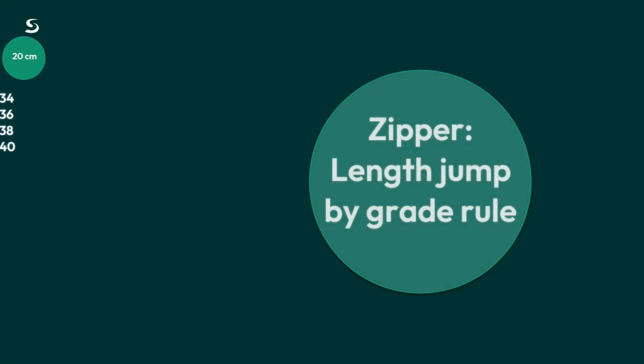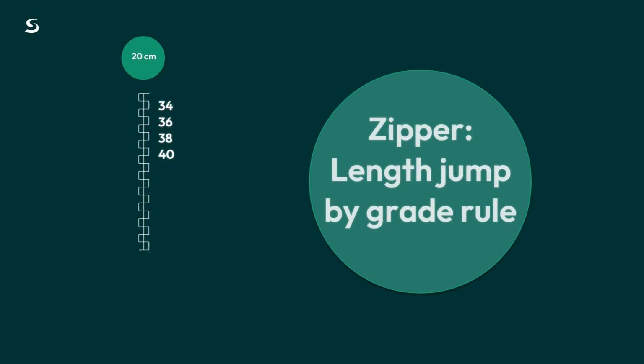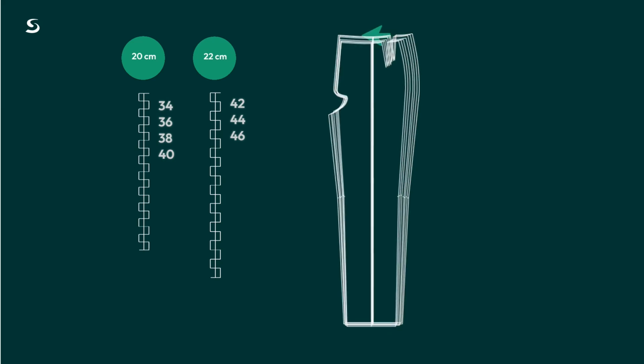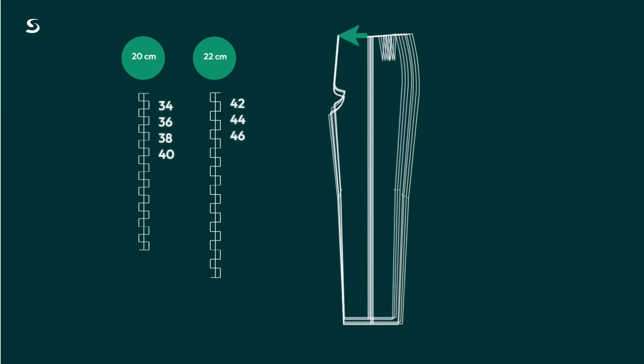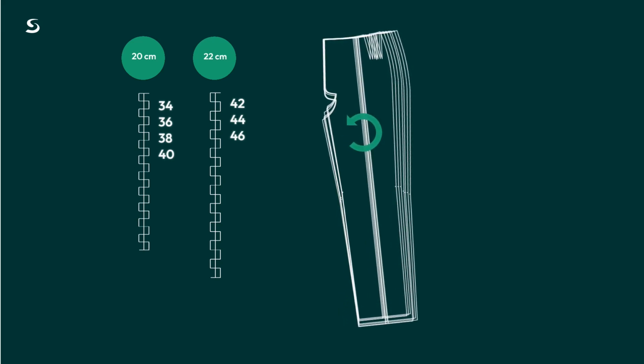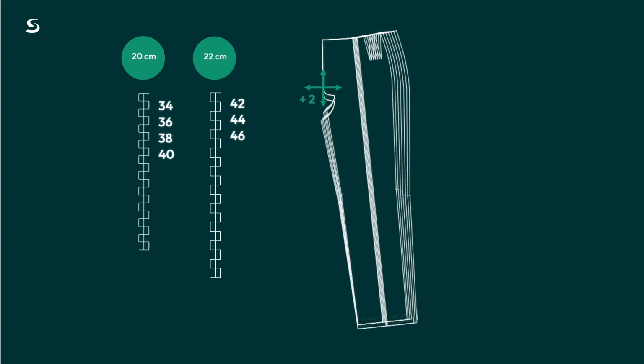For higher comfort, we use two different zipper lengths. From size 42, the zipper is 2 centimeters longer. At first glance, grading is quite simple, but the grading must follow the center front line, and we do not know the x and y values at this point. Let's see how to proceed.